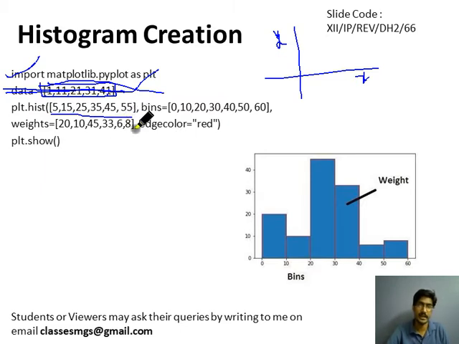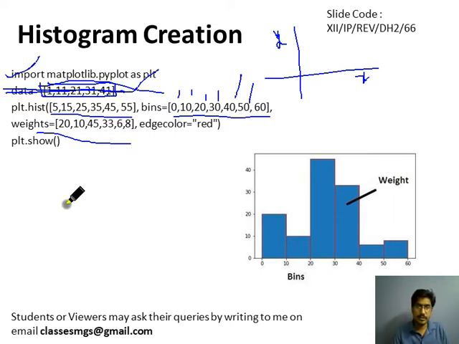Let's suppose this is the data, and we have created the bins. How many bins? 1, 2, 3, 4, 5, 6 bins we have created, and weights are given for each bin. Weight means the size of this bin.